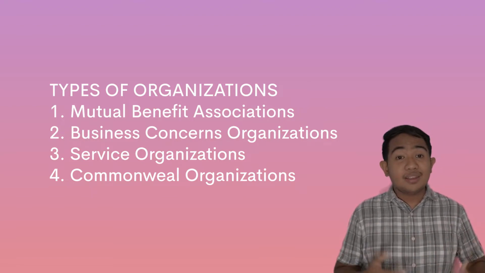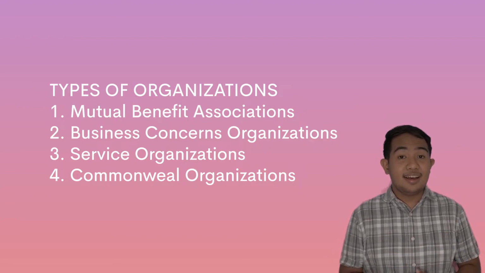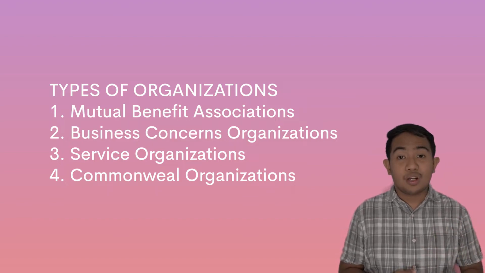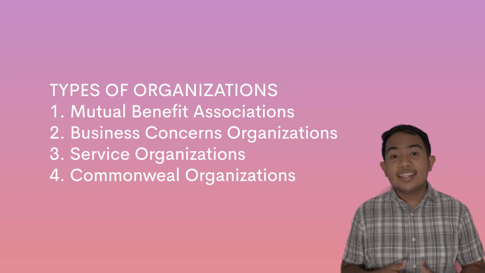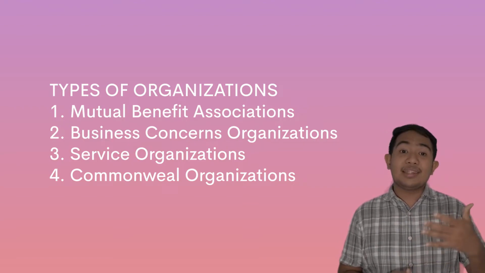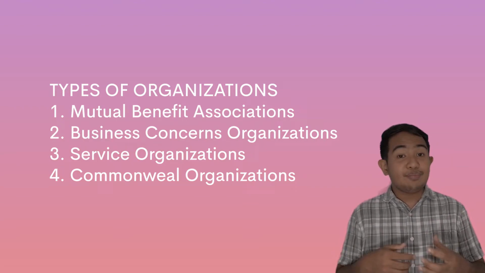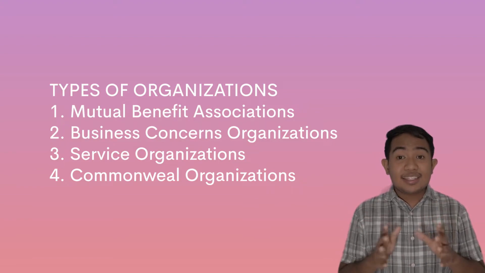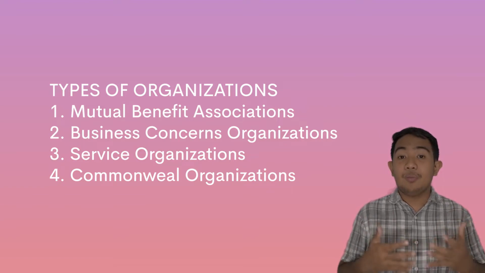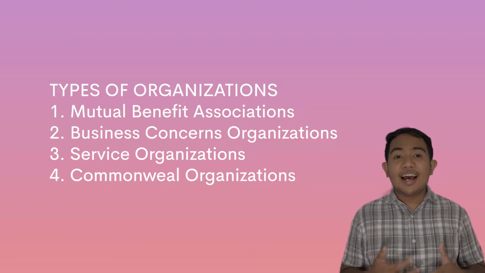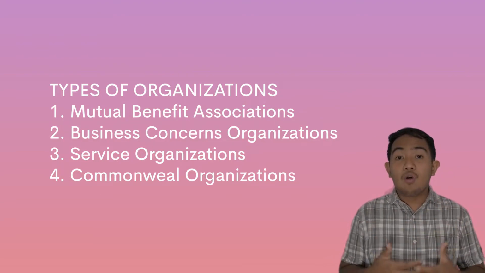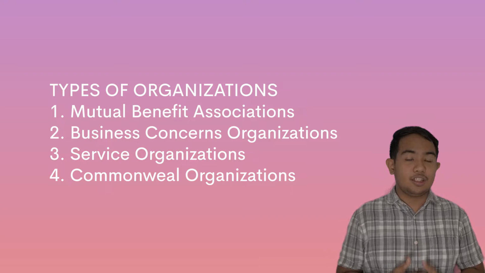Service organizations are meant to serve their target clients. Common examples of these include hospitals and social work organizations. And finally, commonweal organizations are similar to service organizations, but they are controlled by the public and are meant to serve the public. These organizations are government offices and departments where they serve the public at large. Identifying the type of organization we belong to will help us understand how communication works in the organization.